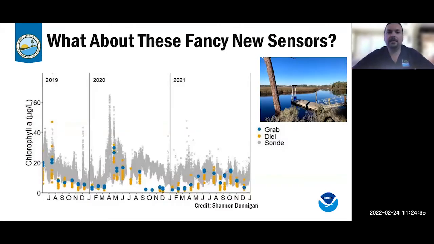So here's a time series of data that's been collected since we implemented the sensor into our monitoring program. This data is specifically from our Pellicer Creek station. The gray circles on this graph represent the 15-minute chlorophyll fluorescence data, and the yellow circles and blue circles represent our discrete water samples from our automated water sampler and our grabs.